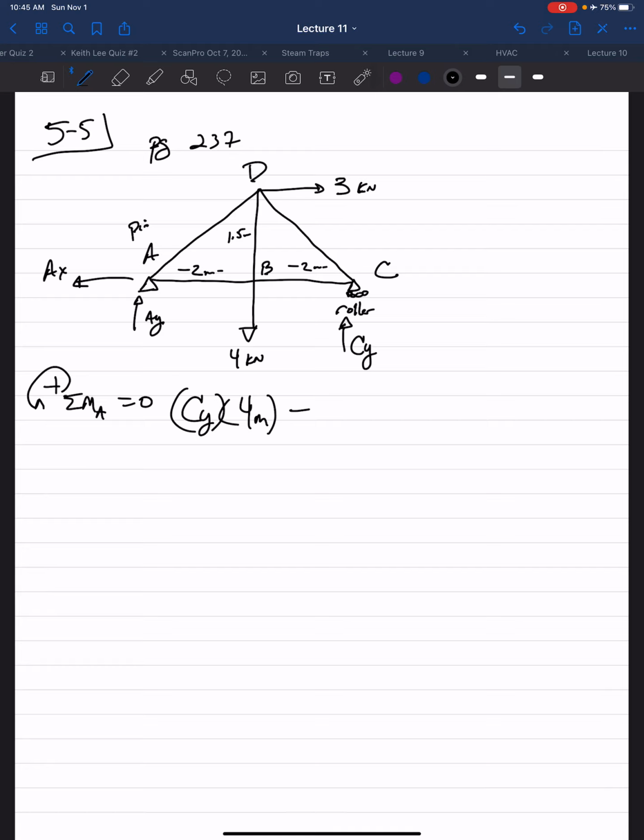The 3 kilonewton force at D is clockwise, negative. Perpendicular distance is 1.5 meters. We have a 4 kilonewton clockwise rotation causing force, separated by a perpendicular distance of 2 meters. Solve for this. You get CY is equal to 3.125 kilonewtons.